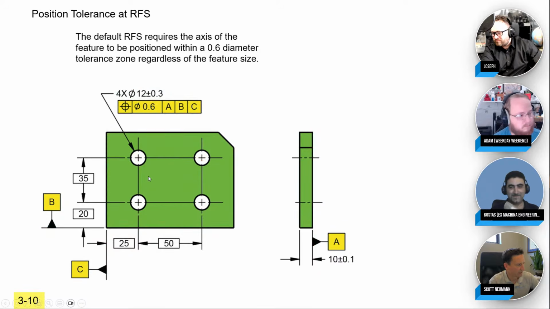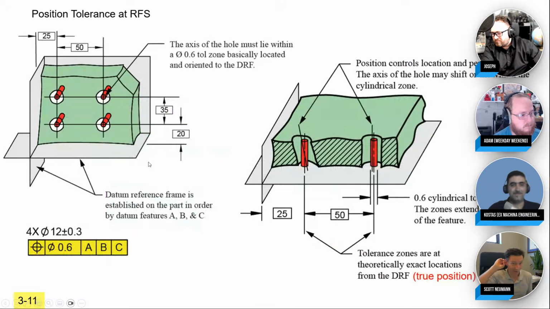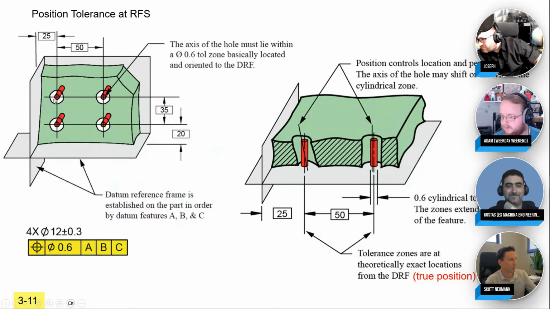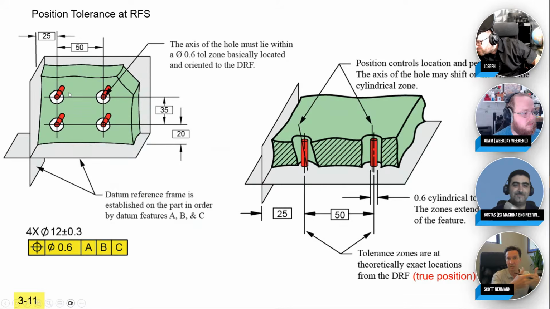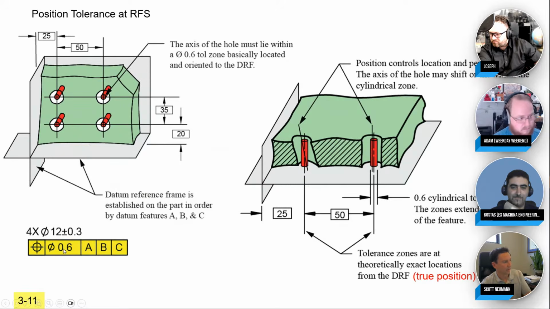Another reminder is that this is a 3D tolerance zone, and PowerPoint makes me draw a lot of circles here. But I have to remind people these are really cylinders that extend the length of the feature. So by definition, position tolerance is a 3D cylindrical tolerance zone. A diameter 0.6 extends all the way through.